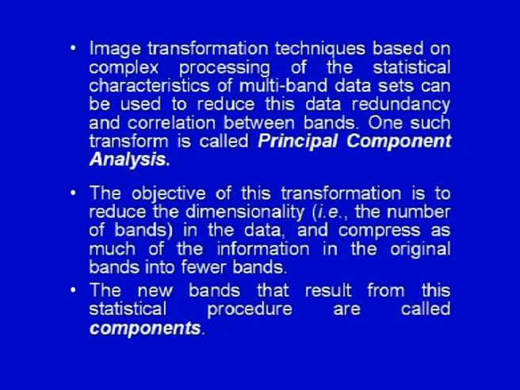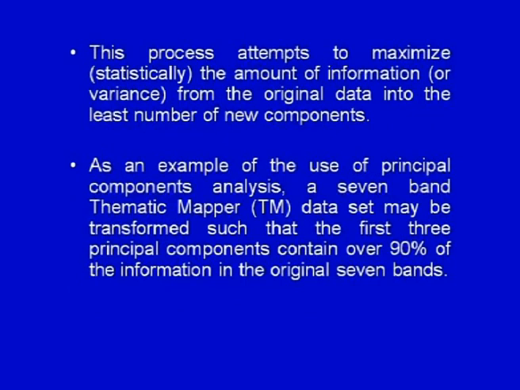Image transformation techniques based on complex processing of the statistical characteristics of multi-band data sets can be used to reduce this data redundancy and correlation between the bands. One such transformation is called principal component analysis. The objective of this transformation is to reduce the dimensionality, that is the number of bands in the data, and compress as much of the information in the original bands into fewer bands. The new bands that result from this statistical procedure are called components.